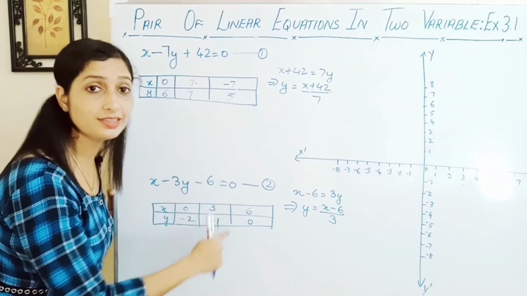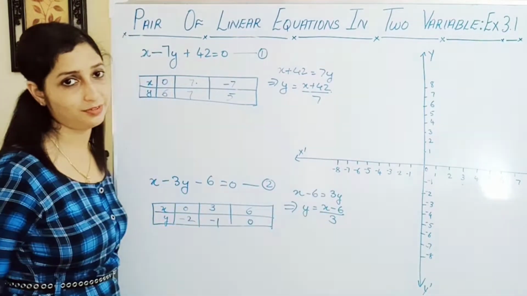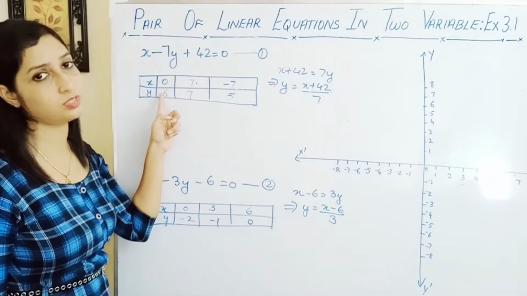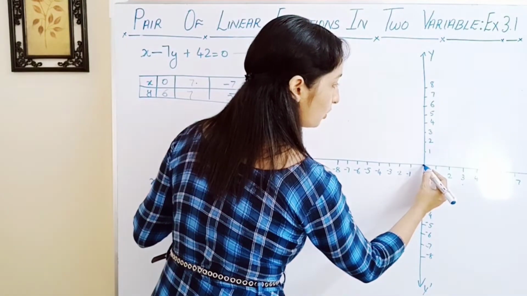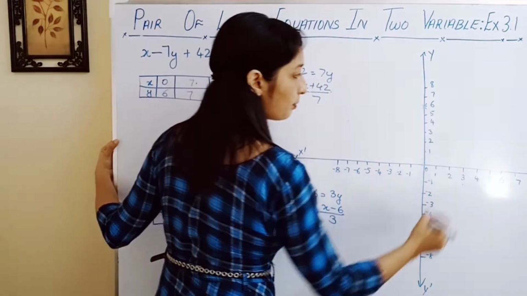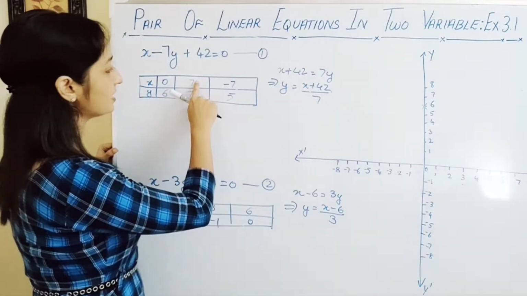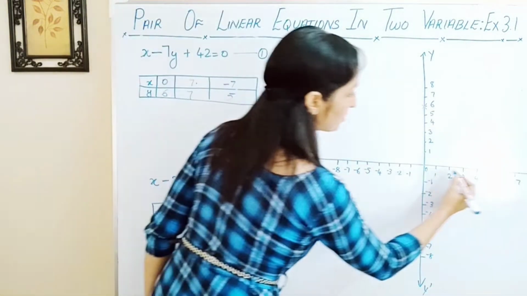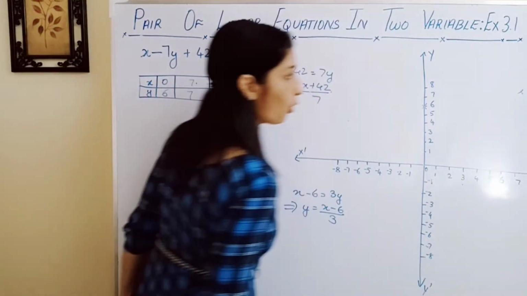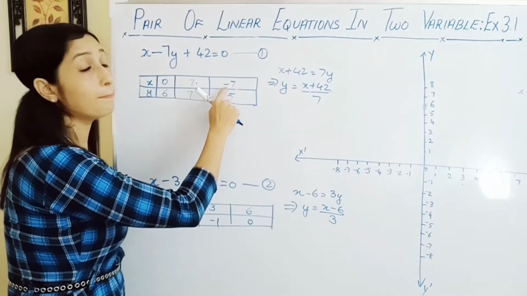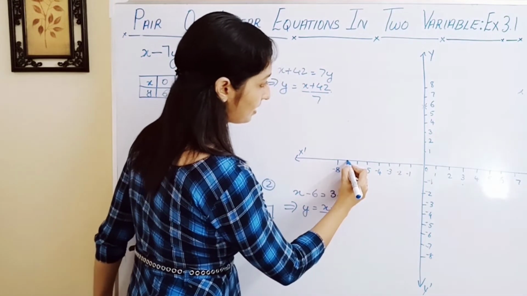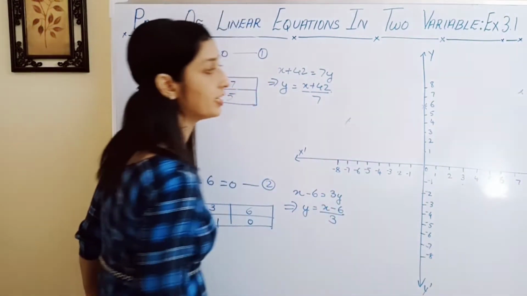Now let's plot these points in our graph. So how do you start plotting? I plot the first point 0, 6. So where is 0, 6? 0 is here on the x-axis and 6 on the y-axis. So this is our point 0, 6. Next it is 7 and 7. So 7 on the x-axis and 7 on the y-axis. I get a point here. Now next I get minus 7 and 5. So minus 7 on the x-axis and 5 on the y-axis. I get a point here.